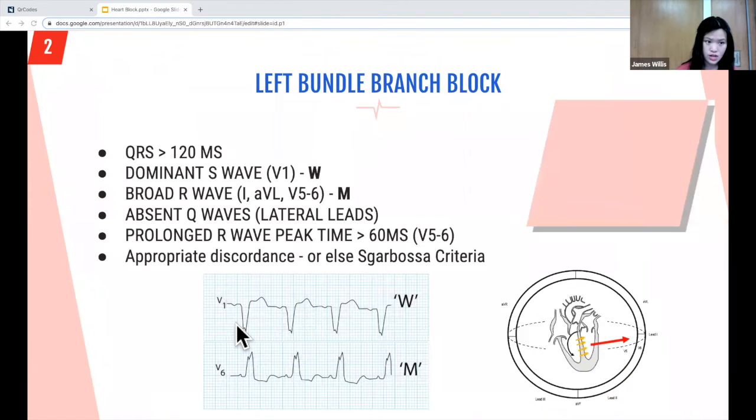So I will move on to the left bundle branch block. Again, QRS is going to be more than 120. And basically, to think about this, it's sort of the opposite. So remember, conduction goes down and goes on the septum left to right and out.